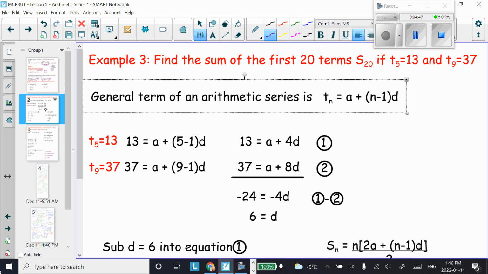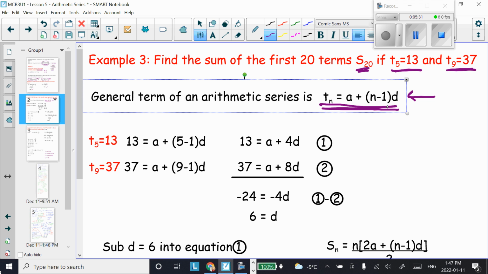All right, third example: find the sum of the first 20 terms, so S20, if the fifth term is 13 and the ninth term is 37. Thinking back to the general term of an arithmetic sequence, Tn is equal to a plus (n minus 1) times d. We're going to use this general equation when we're given specific terms. So we're given the 5th term and we're given the 9th term.